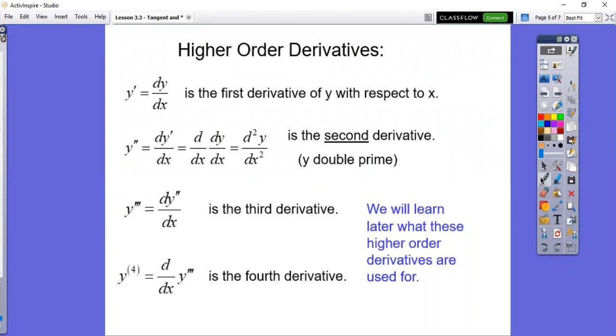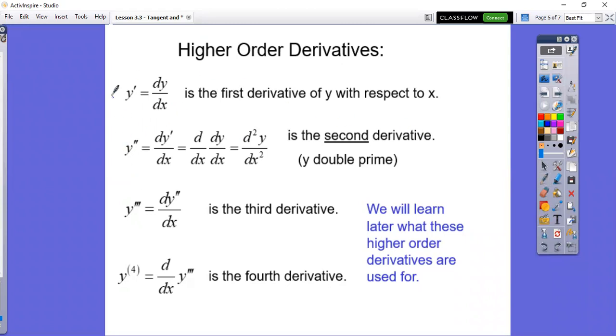So now that we've gotten a little bit more comfortable with the derivatives, now I feel like is a good time to bring up higher order derivatives. We're going to use these a lot more in the applications of derivatives section, but I want you to become aware of the fact that there are higher order derivatives. A higher order derivative is when I take a derivative more than once.